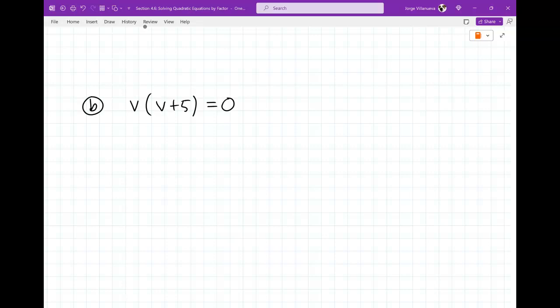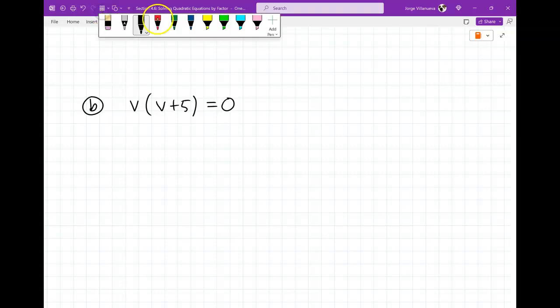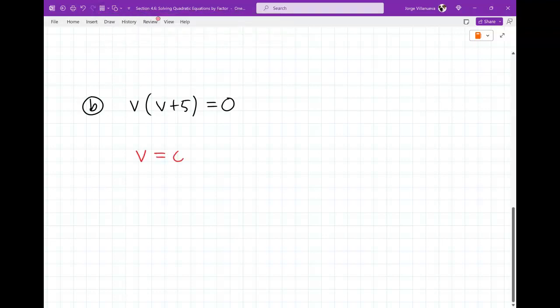So this kind of looks like what happens when it has something in common, right? A common factor was taken out. But notice how it's still multiplication of two things, v and v plus 5, right? v times v plus 5. It's multiplication of two things. So according to the zero product property, get one of those things that's multiplying, the v, set it equal to 0, and get the v plus 5 and set that equal to 0 as well.